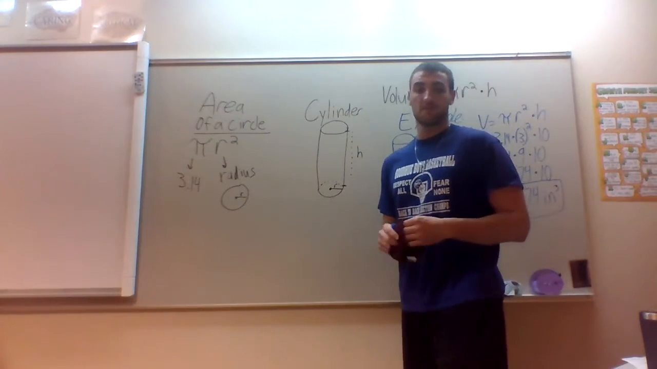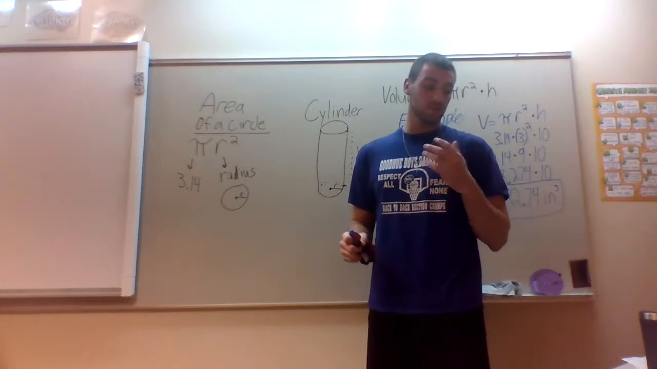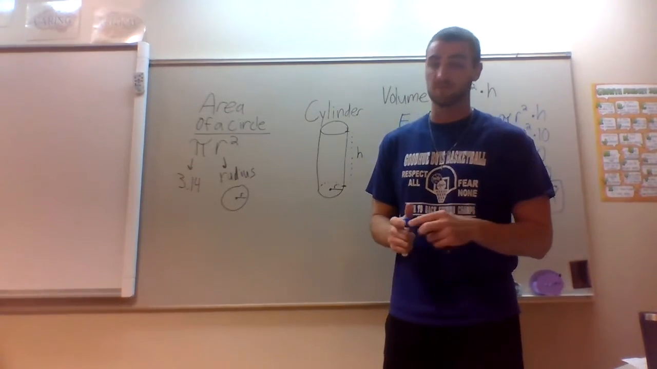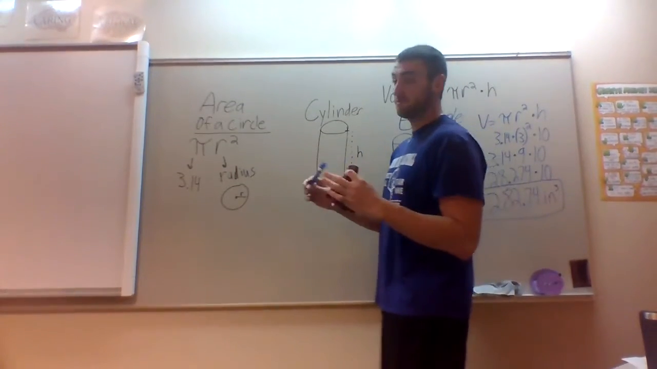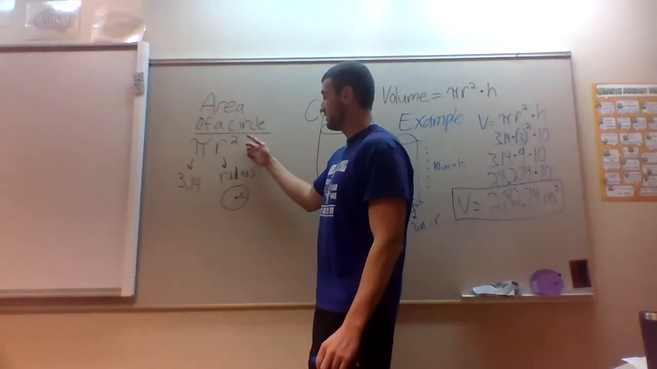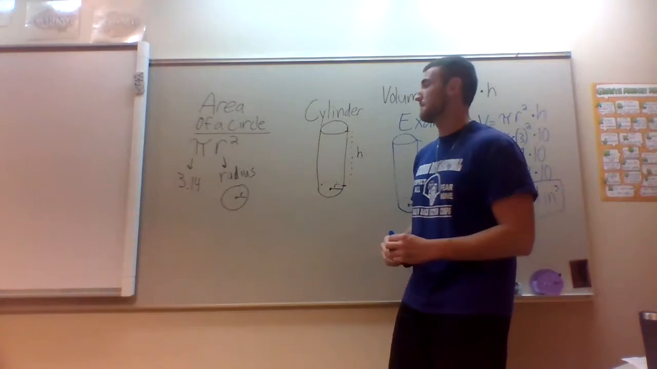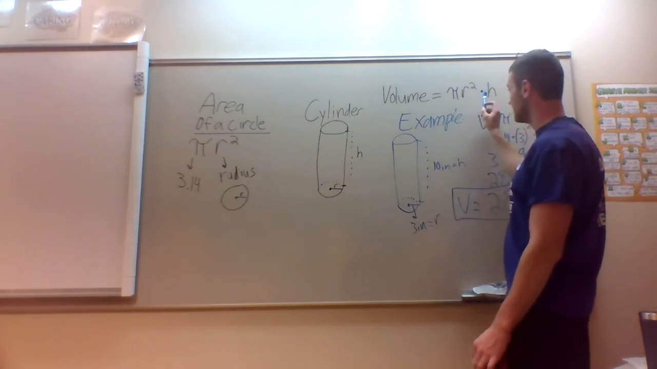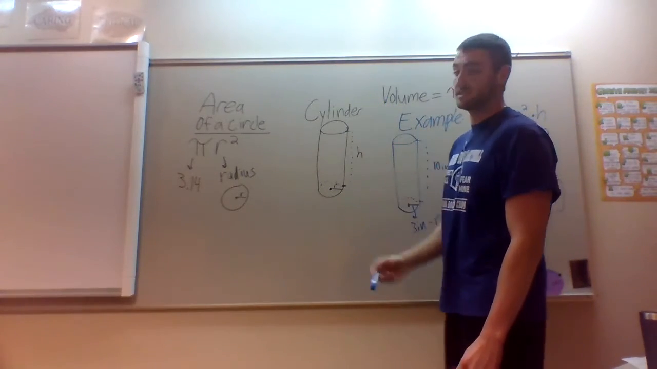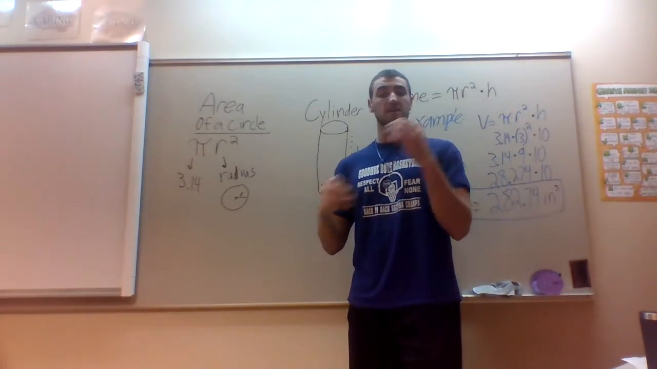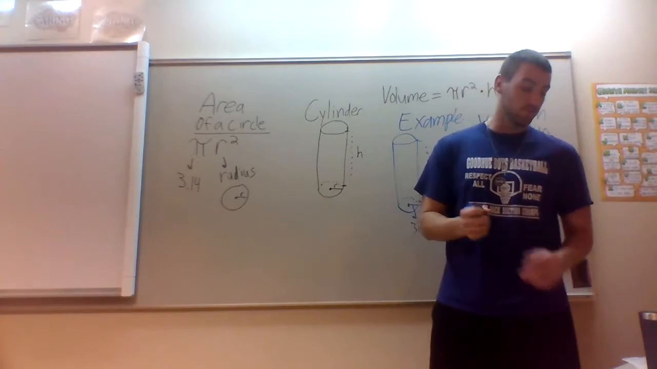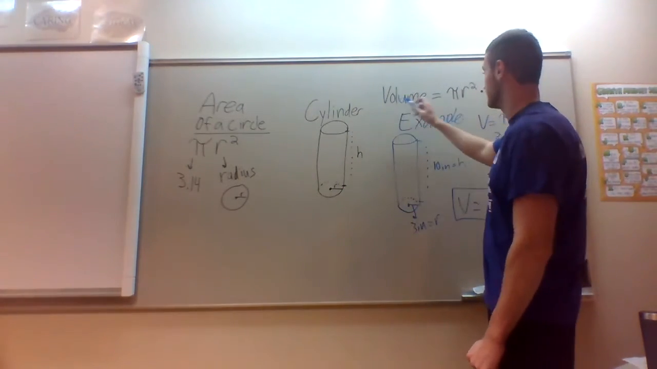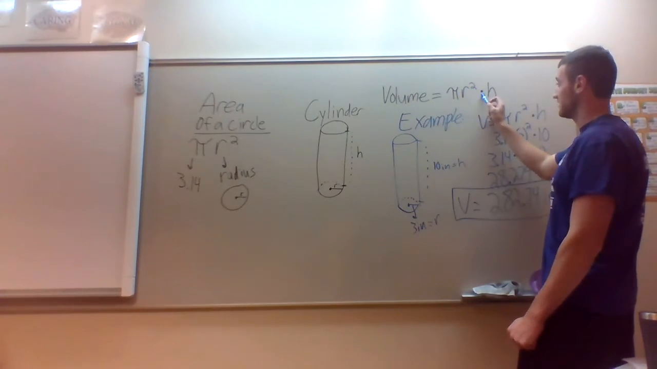As I said before, if you have any questions or confusions, please write them down on notebook paper. We will talk about them tomorrow in class, I promise you. Let's recap what we learned today. We used our prior knowledge of the area of the circle, which was pi r squared, and we multiplied that by our h to find the volume of our cylinder. We keep building on the knowledge that we have learned.